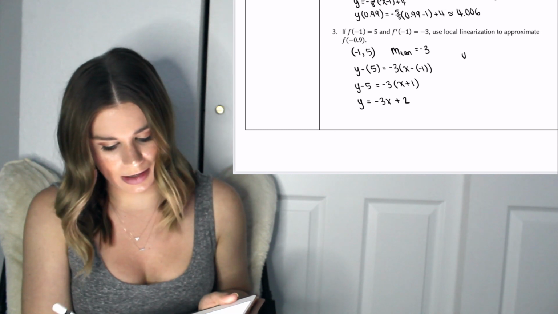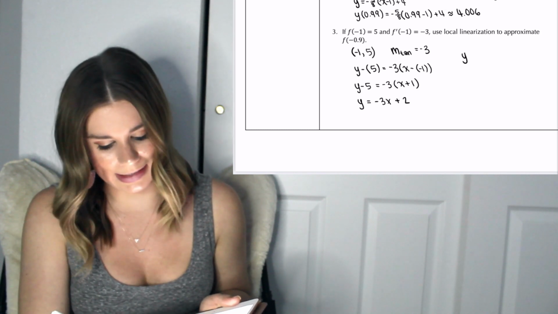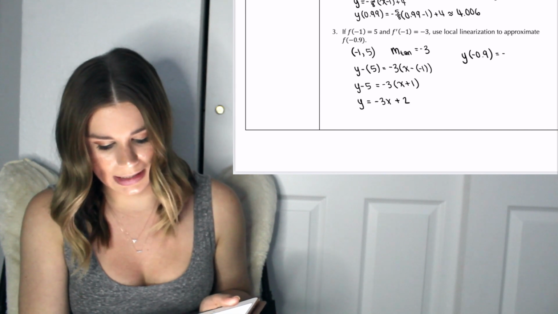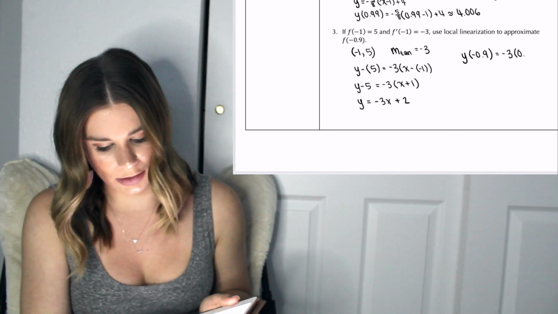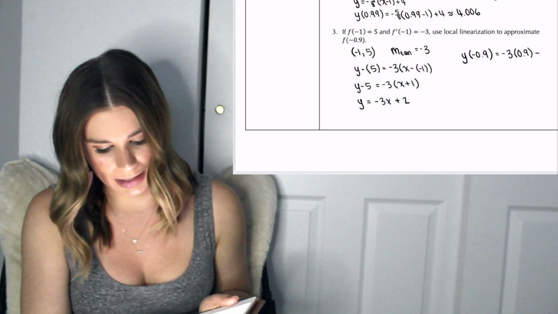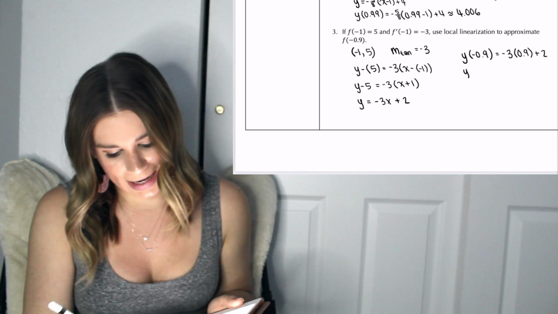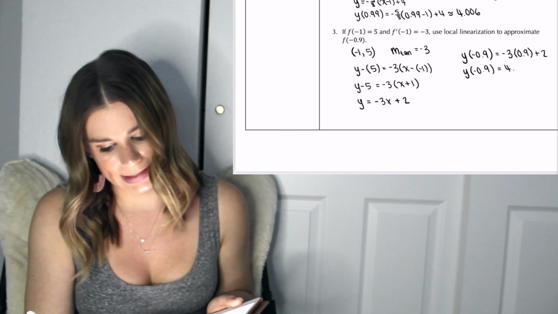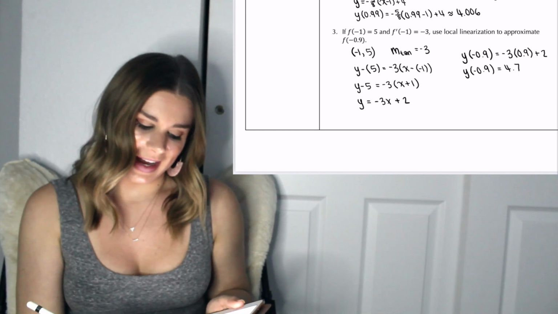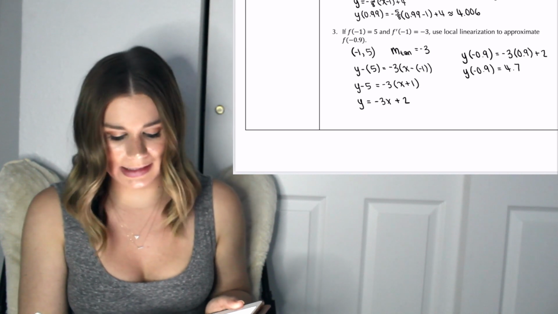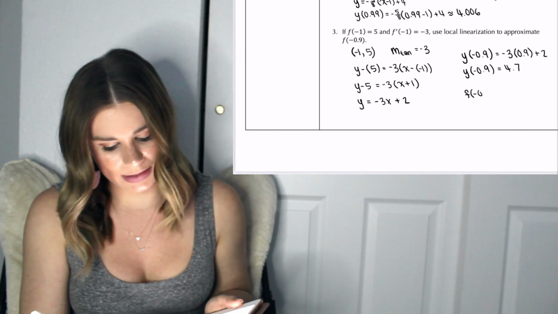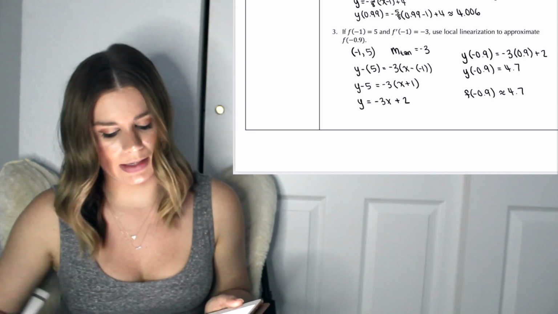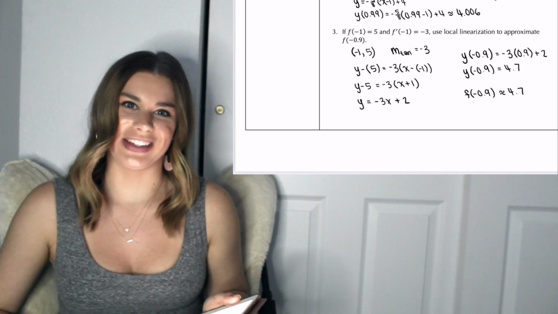We're going to just take our equation of our tangent line and sub in negative 0.9. When we do that, we get negative 3 times negative 0.9 plus 2. So y of negative 0.9 is actually equal to 4.7. Okay, and so what that means is f of negative 0.9 is approximately 4.7. And that would be our final answer.